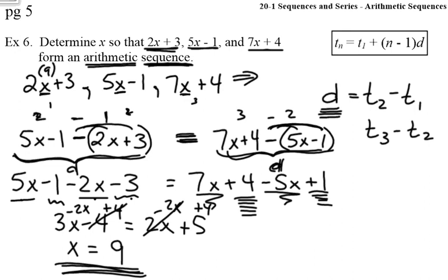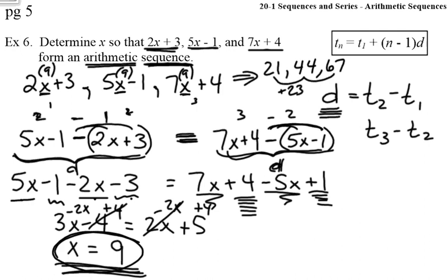If I put 9 in for x, 2 times 9 is 18. 18 plus 3 is 21. 5 times 9 is 45, minus 1 is 44. And then finally, 7 times 9 is 63. 63 plus 4 is 67. 21, 44, 67, d value of 23. So x equal to 9 is a value for x that allows us to create an arithmetic sequence. Beauty question. Love it.